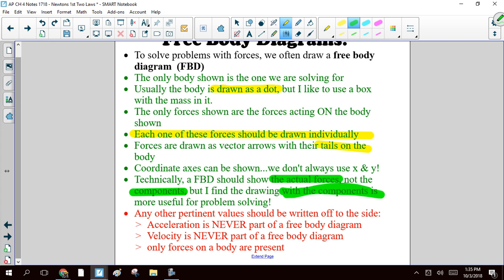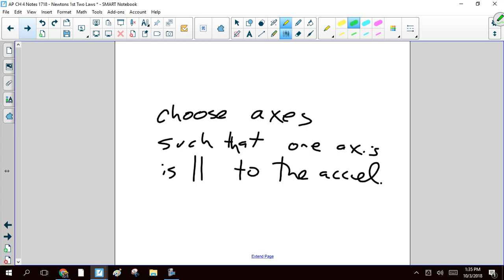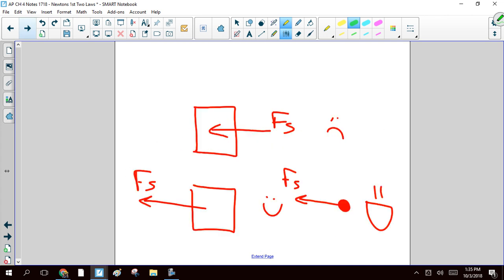Any other information is always written off to the side. The acceleration should be written off to the side. The velocity, if you know any information about that, should be written off to the side. The only thing that you put on it are the forces on the object, okay? All right, so we talked about that, we talked about this, talked about that.